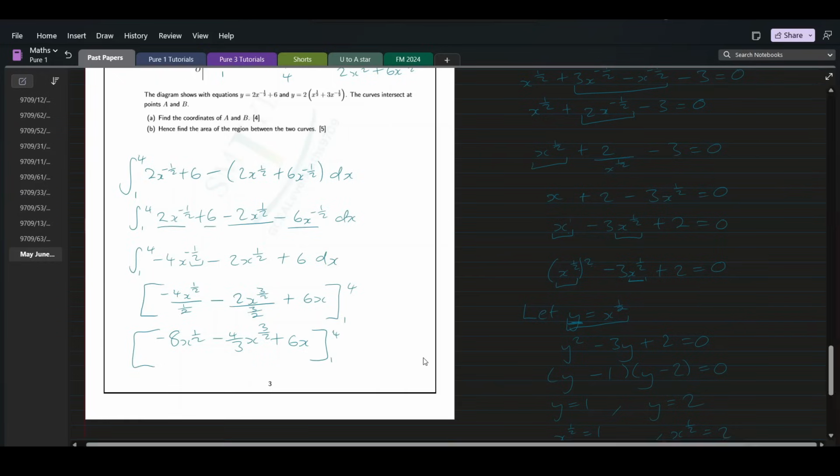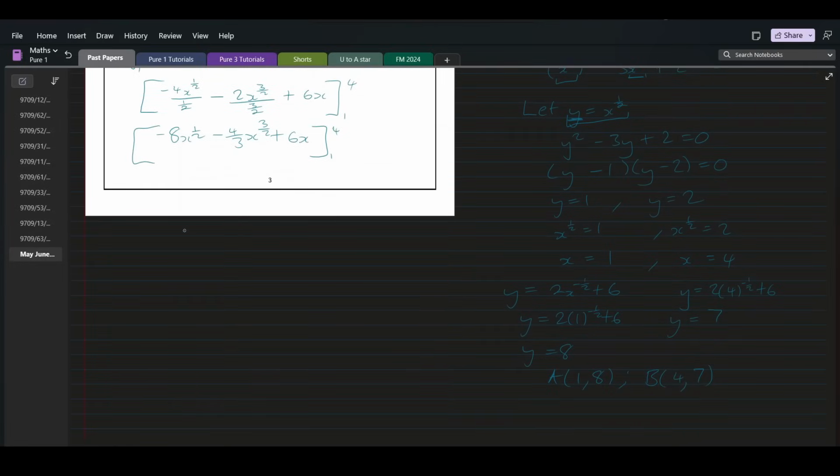Now we can go ahead and substitute our limits. So let's start with the upper limit. That would be negative 8 times 4 to the half minus 4 over 3, 4 to the 3 over 2 plus 6 times 4. Let's close the bracket. Now let's go on to the lower limit. That's negative 8 times 1 to the half minus 4 over 3 times 1 to the 3 over 2 plus 6 times 1. Okay, let's punch this into the calculator.